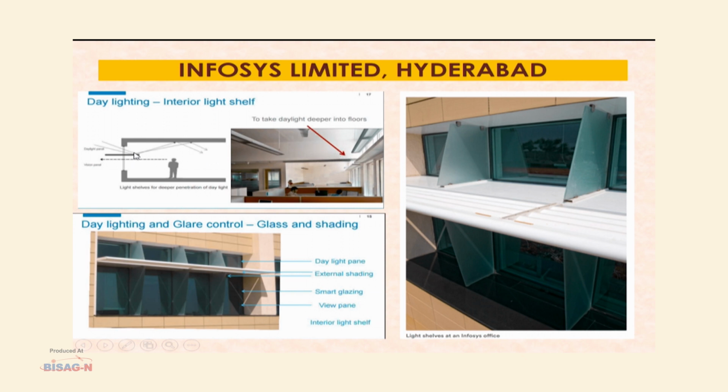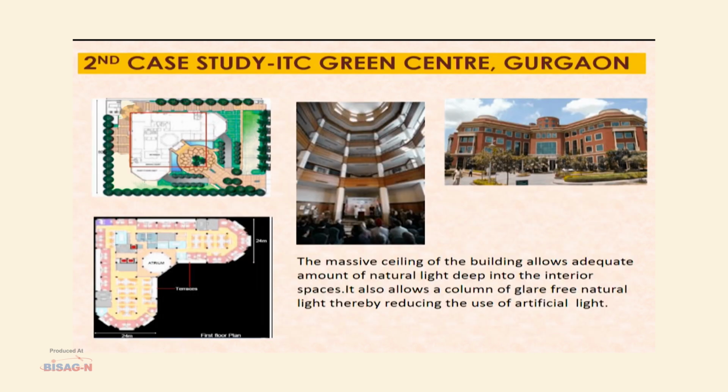How? This surface, which is painted white, reflects the light that is received through the ventilators, and it is reflected into the interiors of the building. Not only that, the glasses used here are also smart glazing, which is a DGU glass.